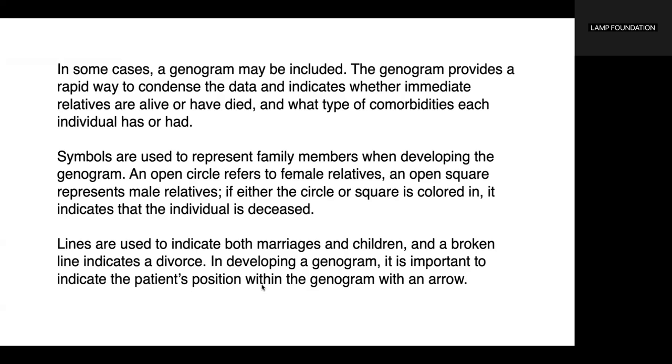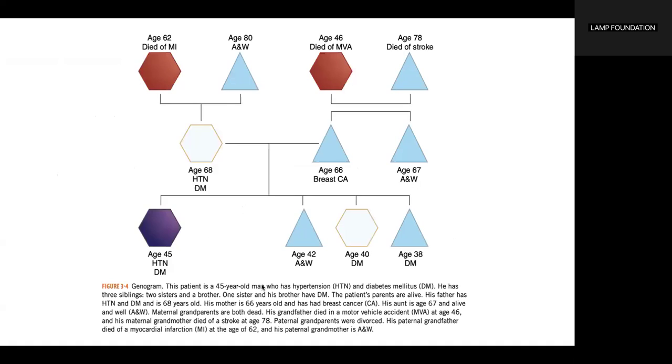The genogram provides a rapid way to condense the data and indicates whether immediate relatives are alive or have died, and what type of comorbidities each individual has or had. Symbols are used to represent family members when developing the genogram. An open circle refers to female relatives. An open square represents male relatives. If either the circle or square is colored in, it indicates that the individual is deceased. Lines are used to indicate both marriages and children, and a broken line indicates a divorce. In developing a genogram, it is important to indicate the patient's position within the genogram with an arrow.